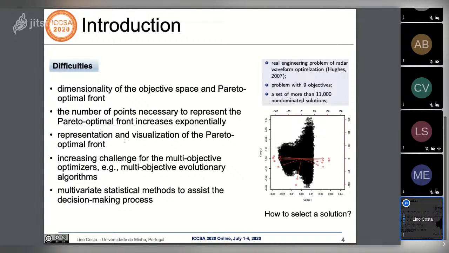We have another problem related to the optimization process, because we also have difficulties when performing the optimization, since we have to compare the solutions. The comparison of a large number of solutions is very difficult. So, in general, it is interesting to use multivariate statistical methods to assist the decision-making process, what we call the offline decision-making after the optimization process. But we can also use these methods to help the search for the Pareto optimal solutions.